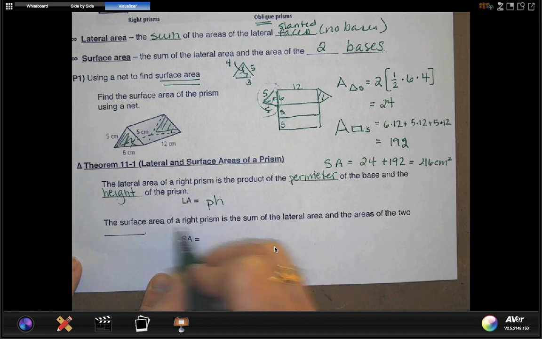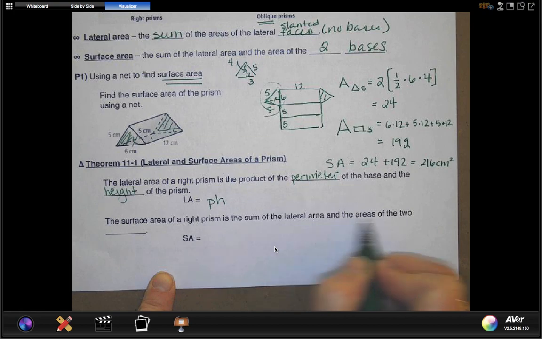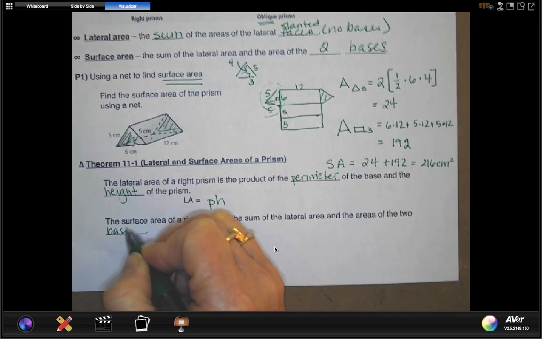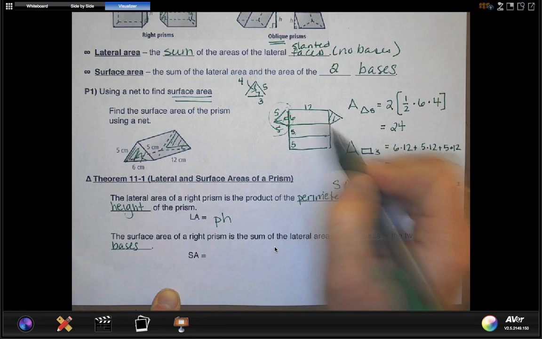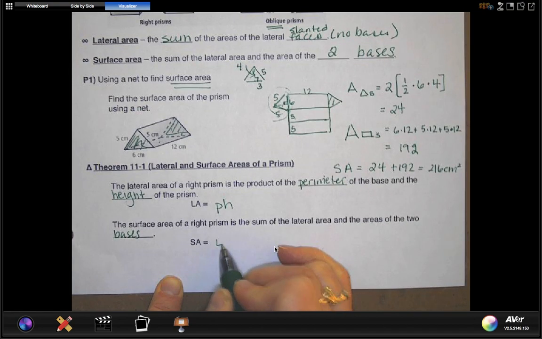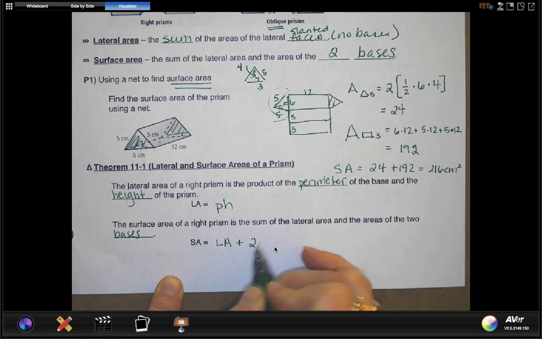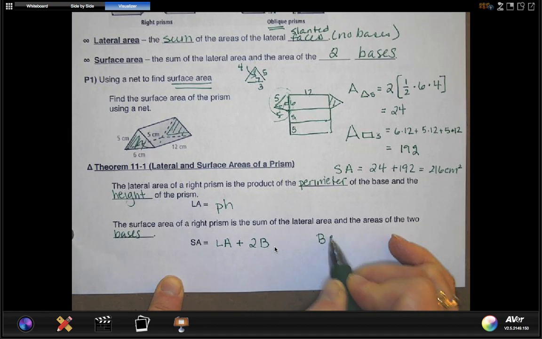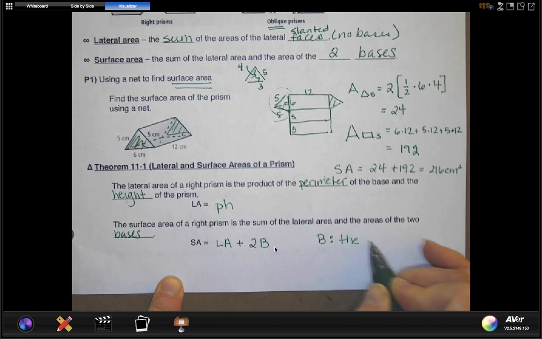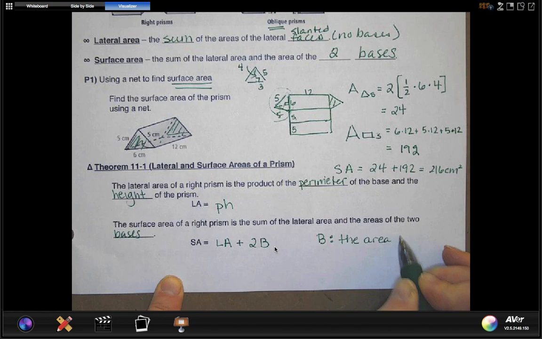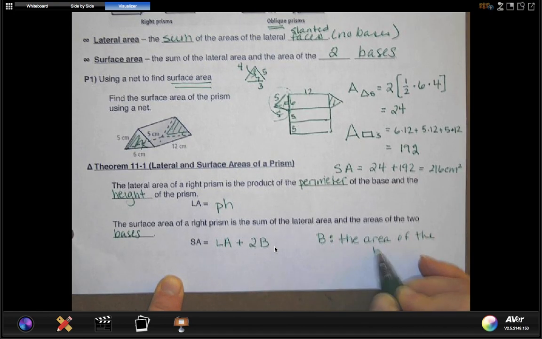And then the surface area of a right prism is the sum of the lateral area and the area of the two bases. So again, if you find that lateral area, you then just add on the two bases. So lateral area plus 2B, 2 bases. And that capital B is going to be used to represent the area of the base.